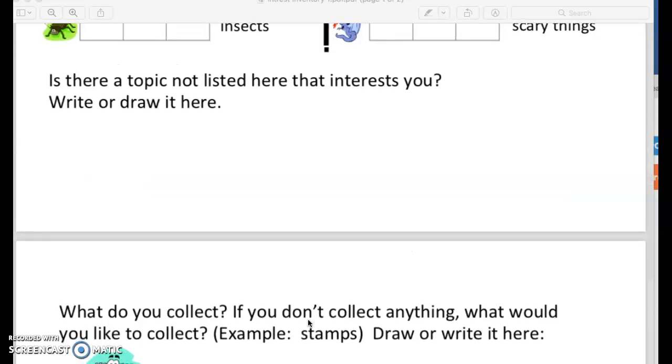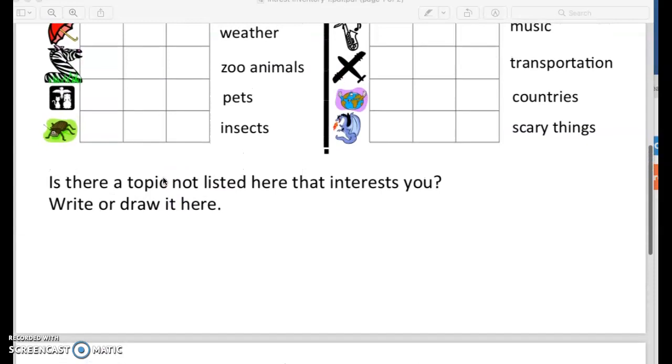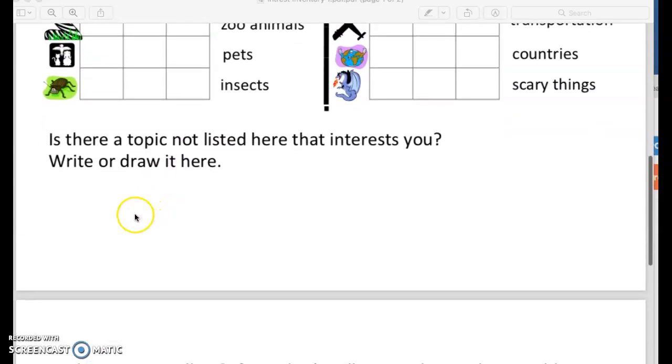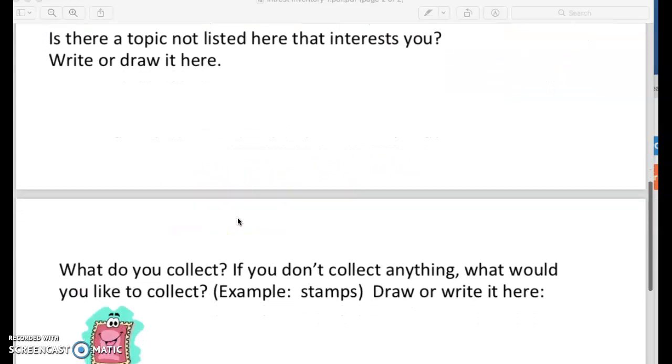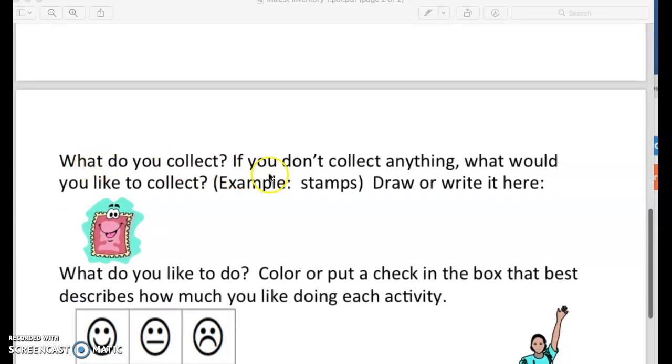Because other things they ask, is there a topic not listed here that you're interested in? And you can either write it or draw it. And for me, I might put photography or taking pictures. So I might draw a picture of a camera here, or I might put roller skating, might draw a picture of roller skates over here, or something else that I might be interested in. So you get to either draw a picture or write it there. What do you collect? Some people collect things, like some people collect stamps, some people collect other things.